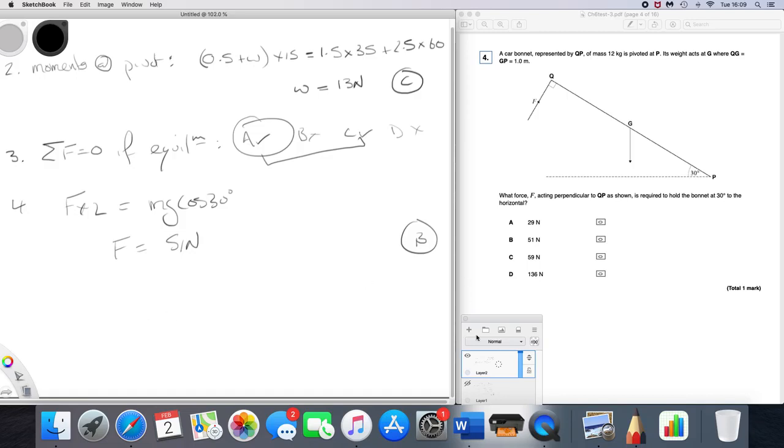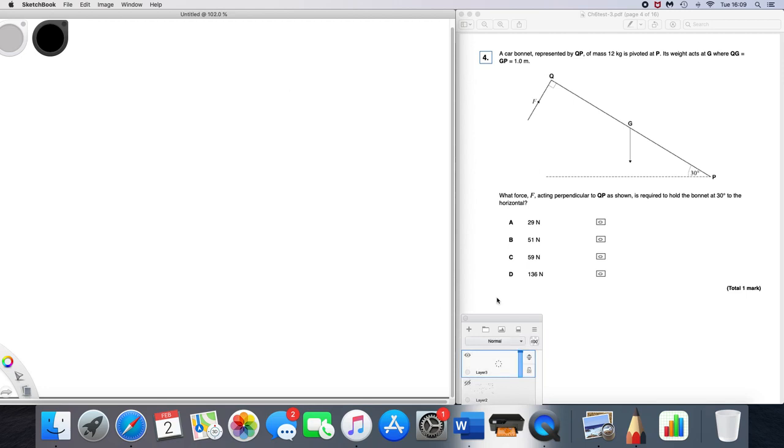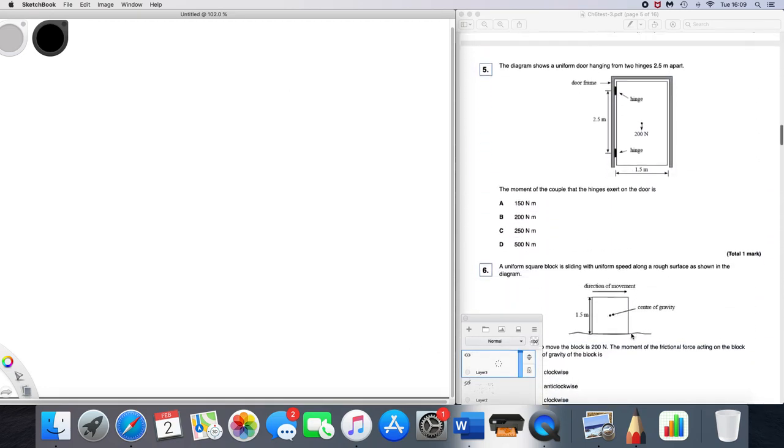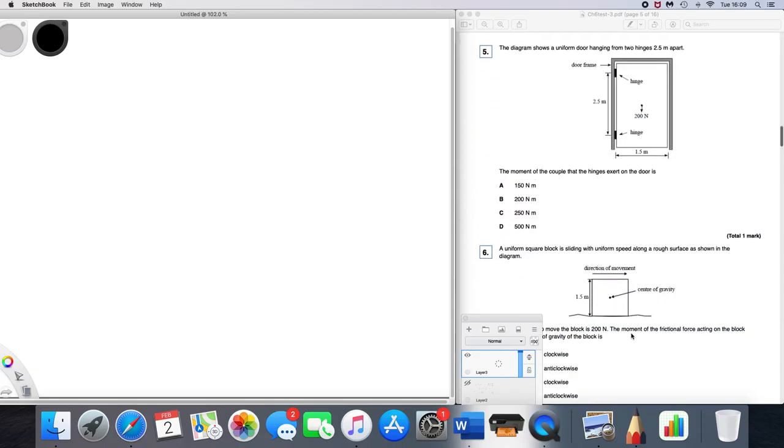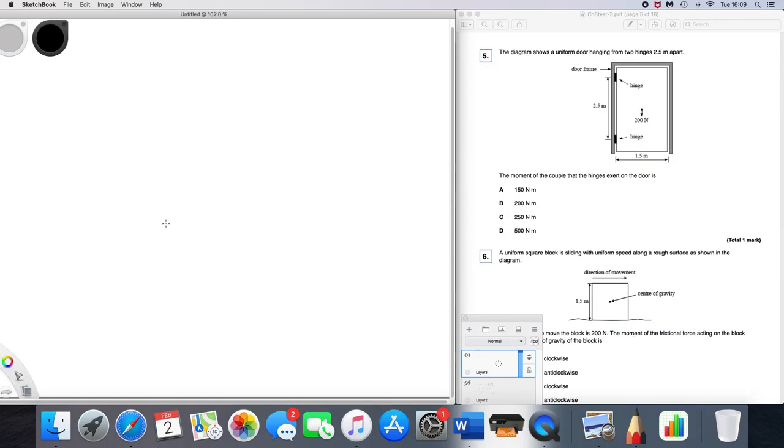Question 5 then. The diagram shows a uniform door hanging from 2 hinges 2.5 meters apart. We've got 200 newtons acting in the middle of the door. It's a uniform door, so the 200 is bang in the middle, 0.75 meters from here, and bang in the middle of the side as well. Not that that's important, but it is.